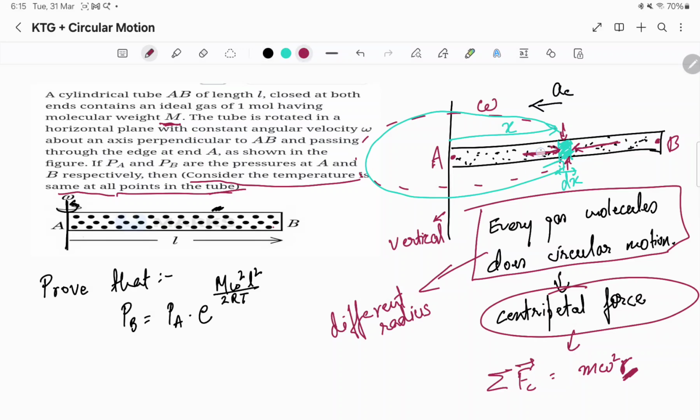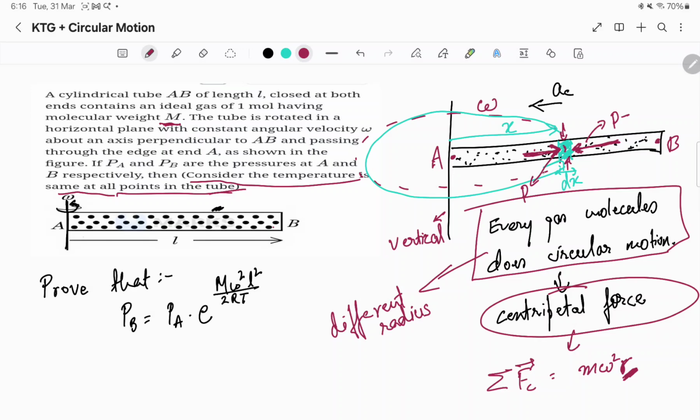That means I can clearly say that the right side pressure is high and the left side pressure is low, because this part is experiencing net force towards the center. So here I am taking pressure as P on this side.